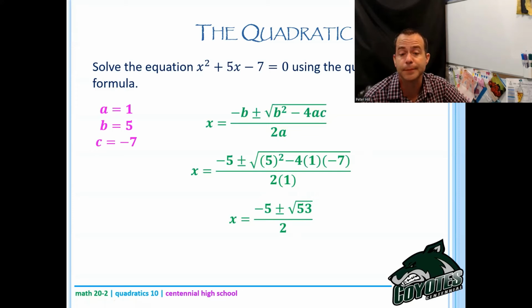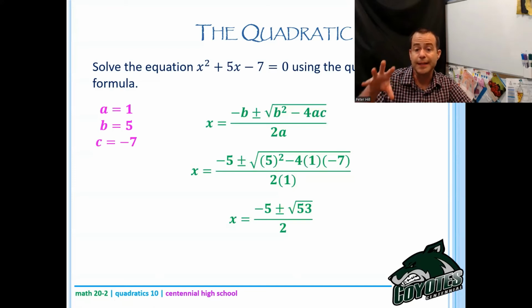Now I'm looking at that and I'm saying, hey, can I do anything else with that? Can I simplify root 53? Okay, little trip down memory lane back to 10C. Is there a perfect square factor of 53 that I could maybe break 53 down and then take that square root? No, there's not for this one. So this actually is my answer.